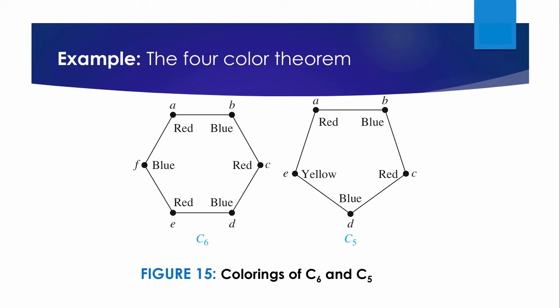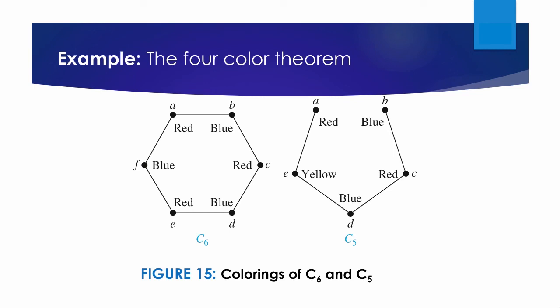Next, let n equal 5 and consider C_5. Pick a vertex and color it red. Proceeding clockwise, it is necessary to assign the second color, say blue, to the next vertex reached. Continuing in the clockwise direction, the third vertex can be colored red, and the fourth vertex can be colored blue. The fifth vertex cannot be colored either red or blue because it is adjacent to the fourth vertex and the first vertex. Consequently, a third color is required for this vertex.